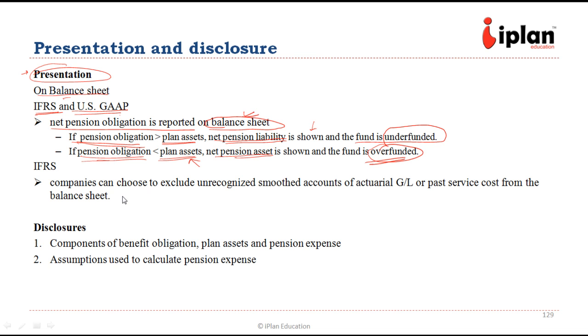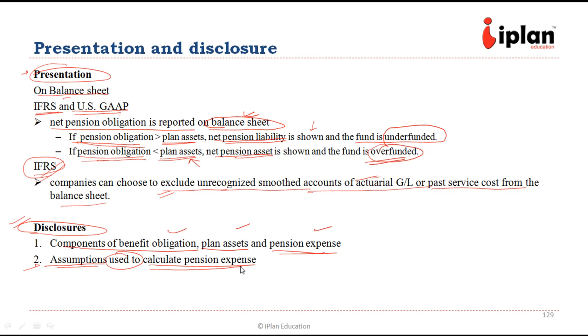Under IFRS, the companies can choose to exclude unrecognized amounts of actuarial gains or losses or past service costs from the balance sheet. So this is the flexibility under IFRS. The disclosures which need to be made are the components of benefit obligation, the plan assets, and the pension expense. These need to be disclosed, and all the assumptions which are used for the calculation of the pension expense also need to be disclosed in the financial statements.